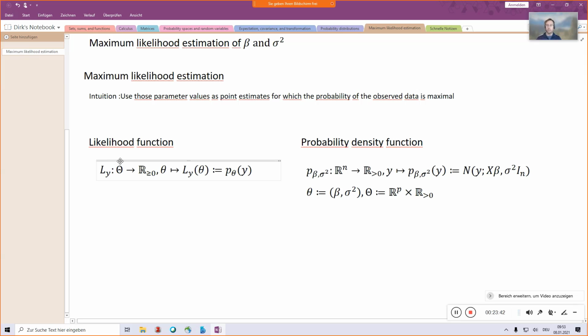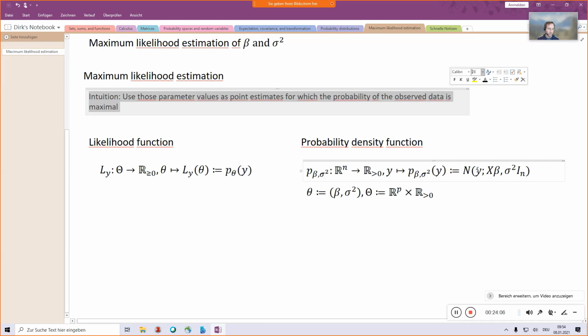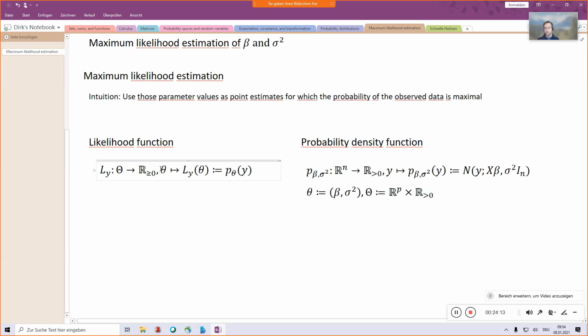Now, the idea of maximum likelihood estimation is then to, as I already wrote down, use those parameter values as point estimates for which the probability of observing the data of interest is largest. So we are dealing with a function optimization problem like we discussed in calculus to some degree. Namely, we want to find that value of theta, and we call this the maximum likelihood estimate, which maximizes the likelihood function.